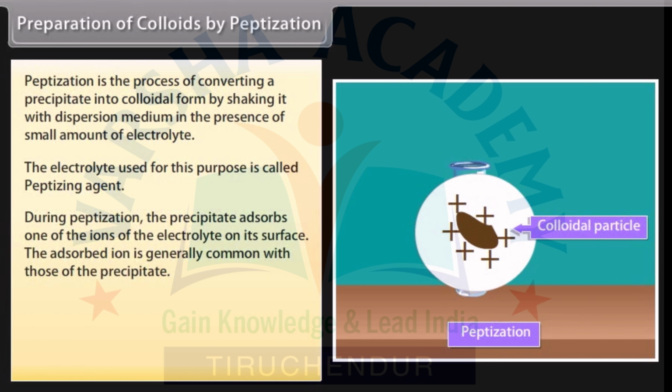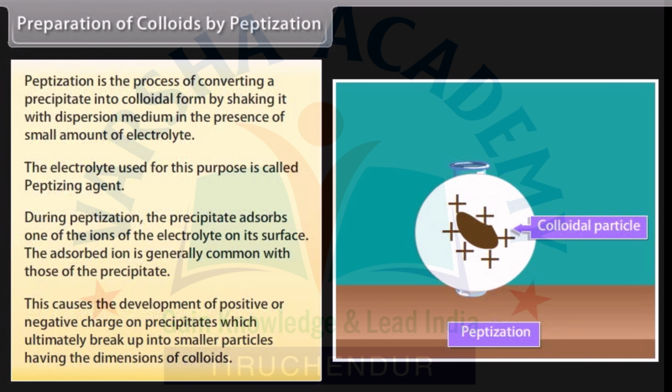During peptization, the precipitate adsorbs one of the ions of the electrolyte on its surface. The adsorbed ion is generally common with those of the precipitate. This causes the development of positive or negative charge on precipitates, which ultimately break up into smaller particles having the dimensions of colloids.